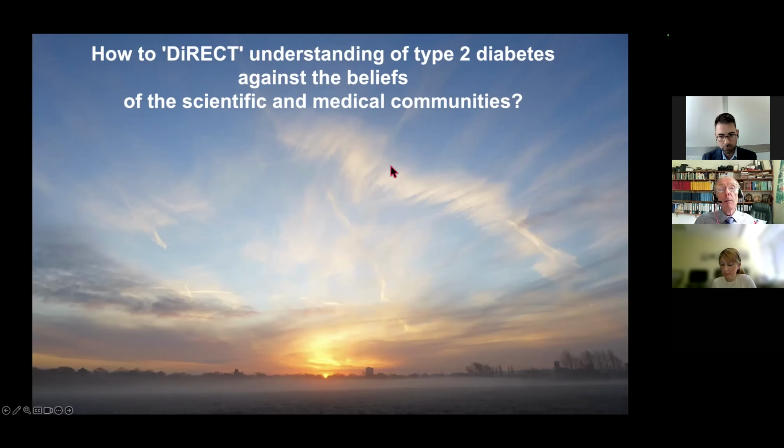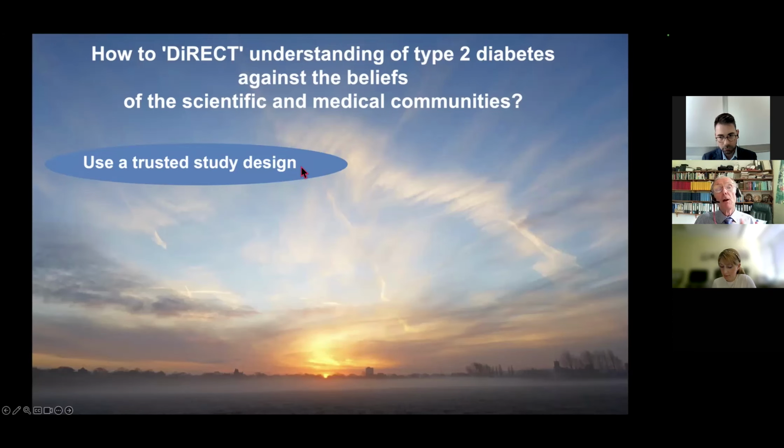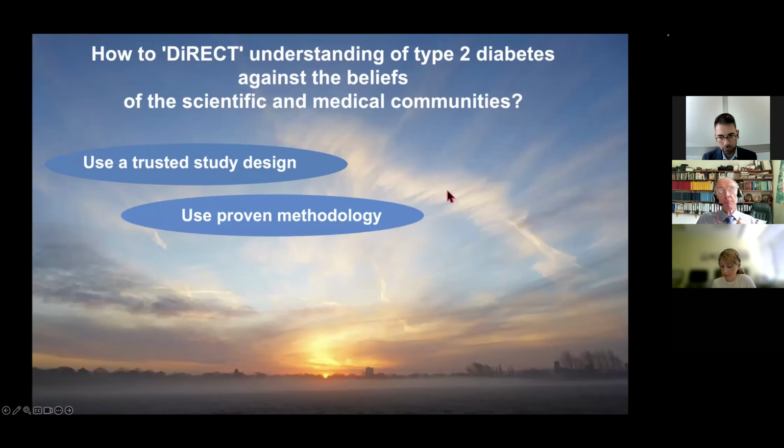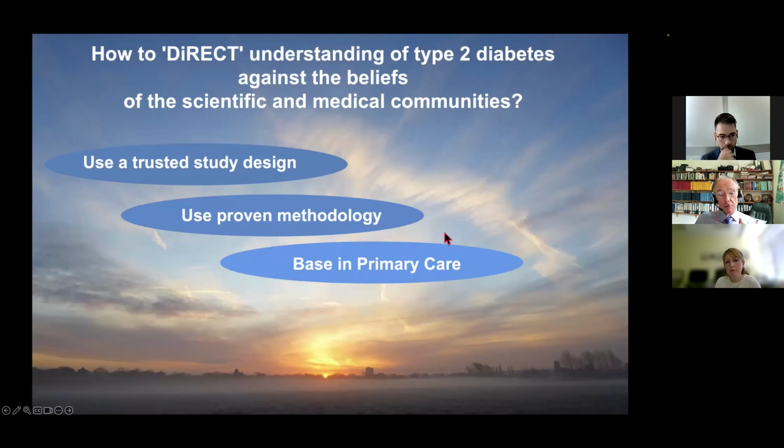So how about mounting a large study in primary care, where diabetes is looked after in the UK, and trying to evaluate this using a trusted study design, a randomized controlled trial. Proven methodology, well, the rapid weight loss method with a stepped return to normal eating. My colleague, Professor Mike Lean, had actually developed a delivery system for this rapid weight loss method into primary care, and we collaborated together on DiRECT.